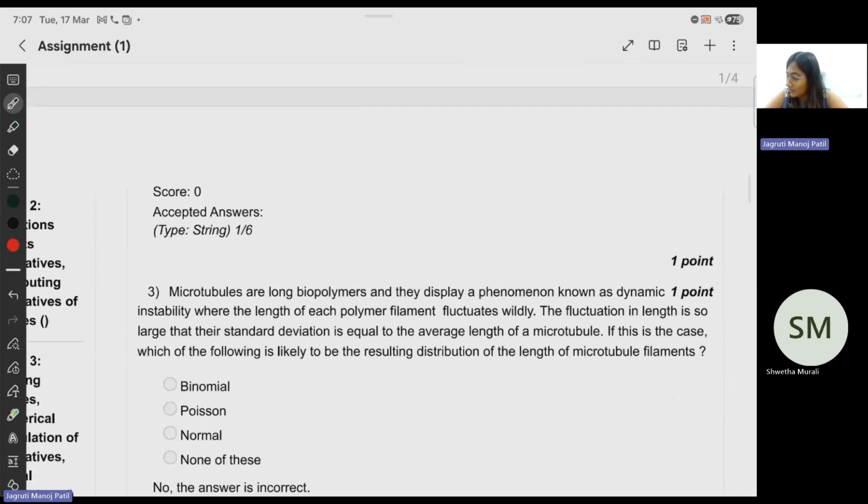Microtubules are long biopolymers. Hey, where is he coming up with these questions? They display a phenomenon known as dynamic instability, where the length of each polymer filament fluctuates widely. The fluctuation in length is so large that the standard deviation is equal to the average length of the microtubule. Wow, the standard deviation itself became equal to it. If this is the case, which of the following is likely to be the resulting distribution of the length of the microtubule filaments?